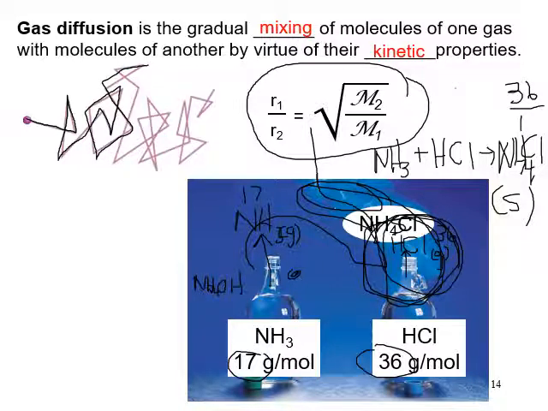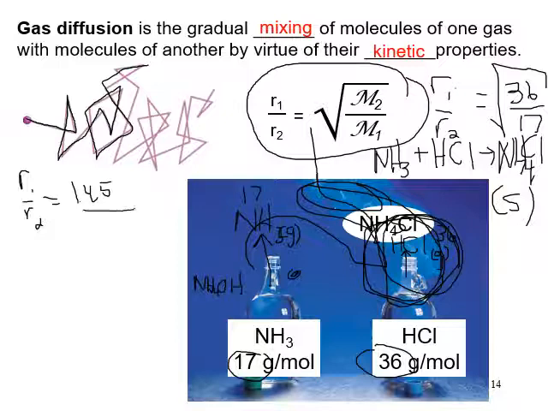And then M1 is 17, the square root of that. And then I'm going to say R1 over R2. I would like to just see what the number is that we get here. If we take 36 divided by 17, and I take the square root of that, I get 1.45. So R1 over R2 equals 1.45 to 1. Now, which one was R1? M1 is 17. So that means that R1, the rate of number 1, is 1.45 times as fast as 2, which makes sense because 17 was lower than 36.